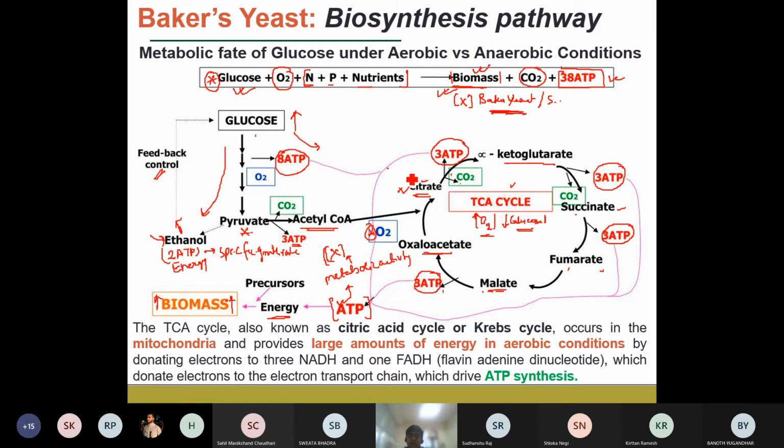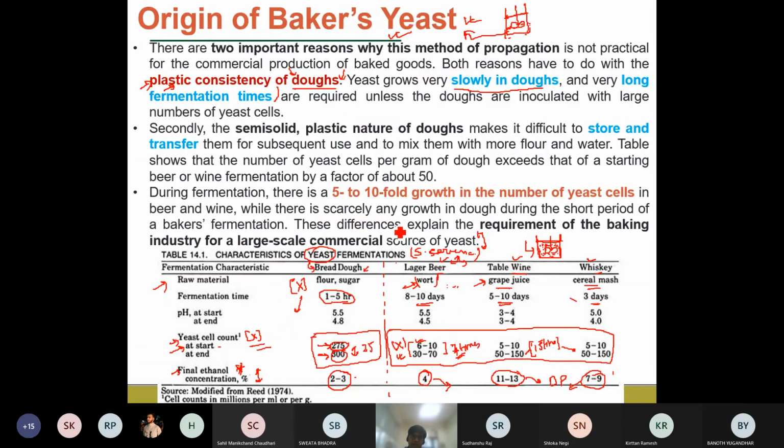So generally, when this particular pathway is followed under the aerobic conditions, we obtain very high biomass or high cell concentration within a very reduced fermentation time compared to the ethanol production. We know the ethanol production, for the production of the different alcoholic beverages and so on, takes a lot of time. But in the case of Baker's yeast production, the time frame is very less, like 1 to 5 hours, if you compare it with the ethanol production.